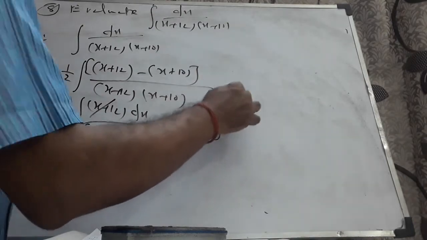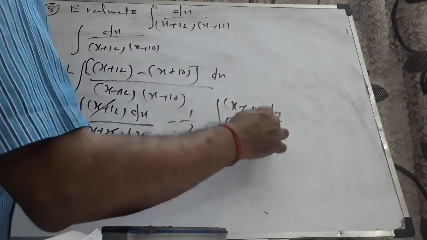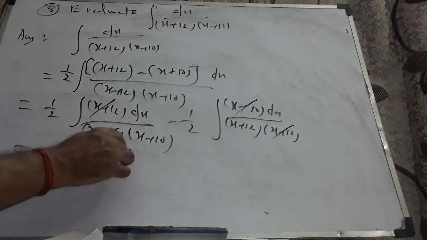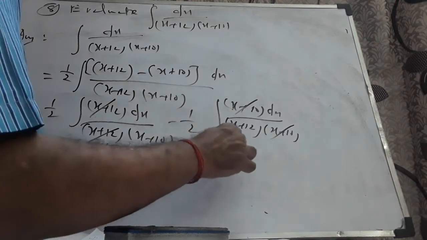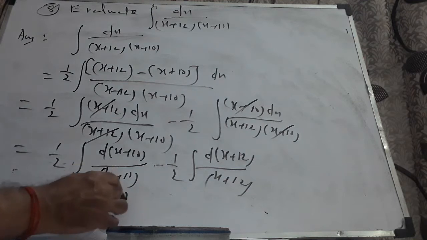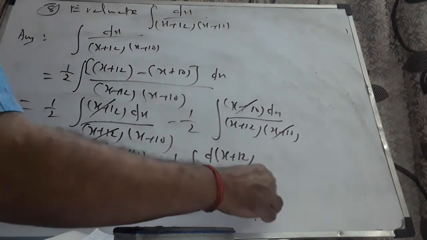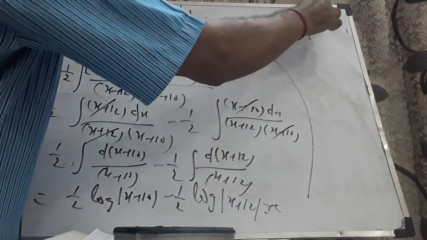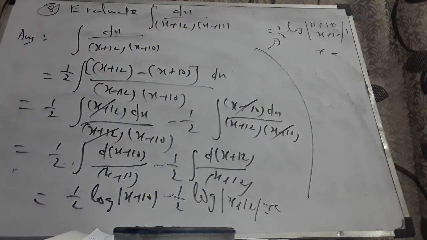Here minus of integral (x plus 10) dx divided by (x plus 12) into (x plus 10). Therefore, this will be equal to integral d of (x plus 10) by (x plus 10) minus half integral d of (x plus 12) by (x plus 12). Therefore, this will be equal to half log mod x plus 10 minus half log mod x plus 12 plus c. Finally, this will get reduced to half log mod (x plus 10) by (x plus 12) plus c. Let me just repeat.